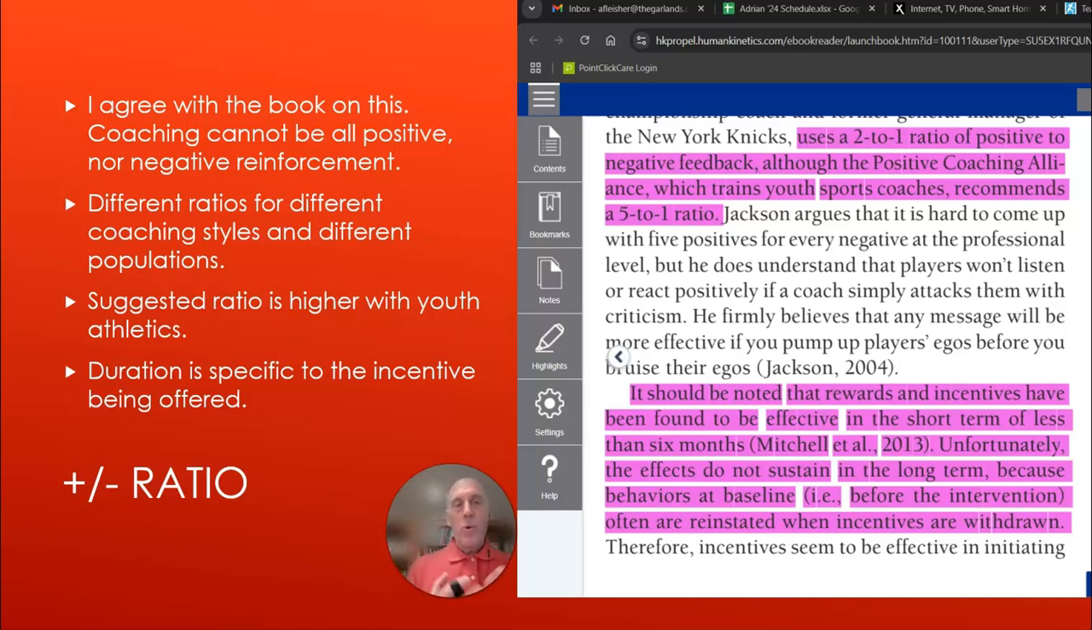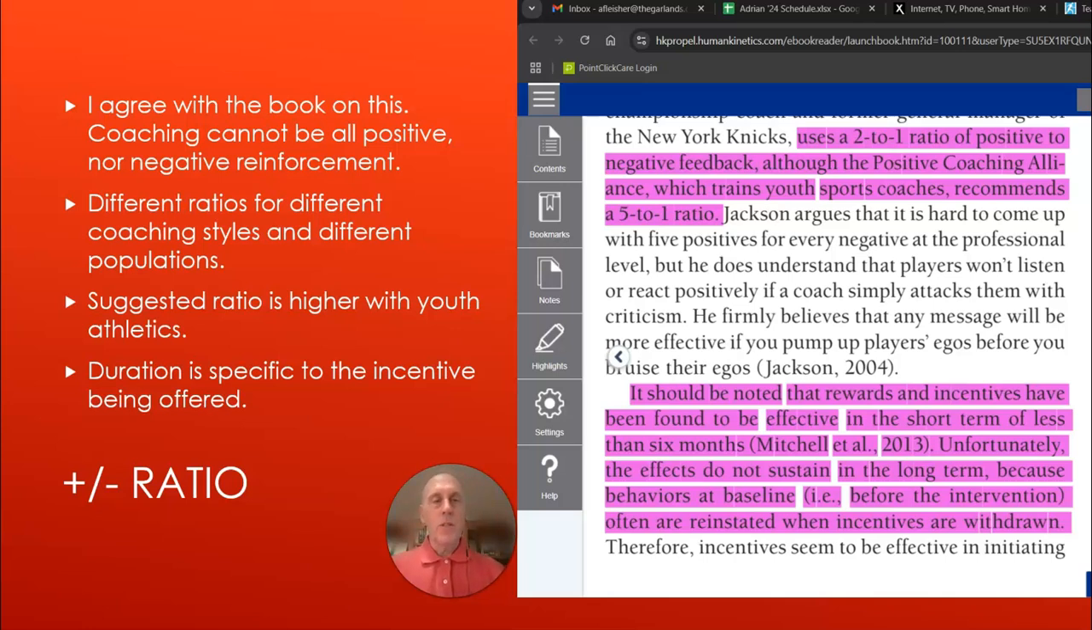Now with the book, I agree with this 100%. You need to have a ratio, and that ratio is a little bit different for each coach and how they implement and how they work with their athletes, whether you're a coach or physical therapist or maybe a football coach or strength and conditioning coach, or even in the corporatized environment.